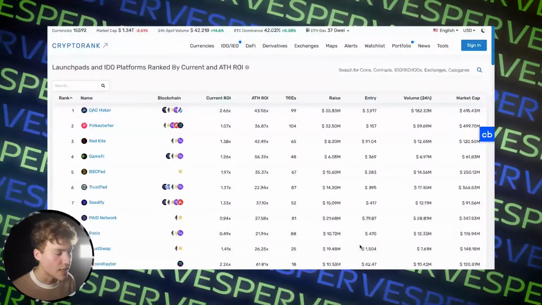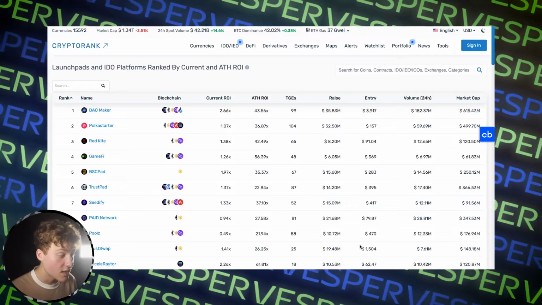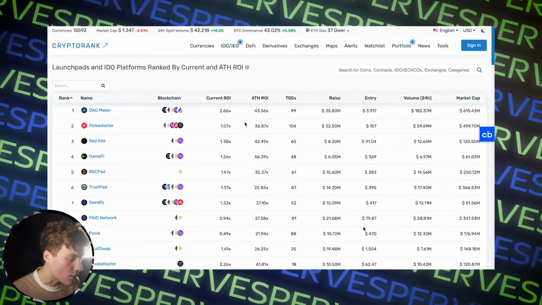So let's go to CryptoRank, and you can see here that it gives you a really good list of all IDO platforms.